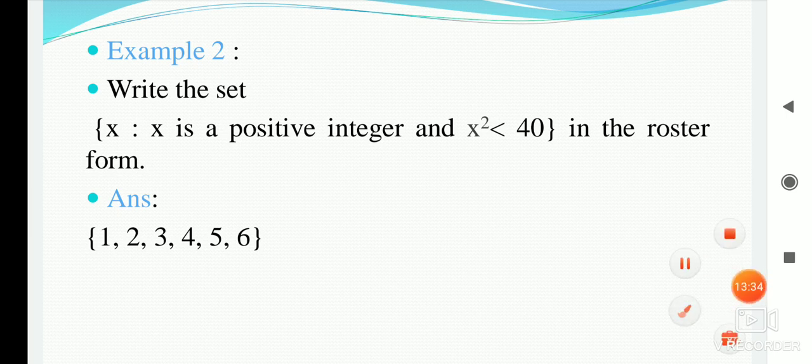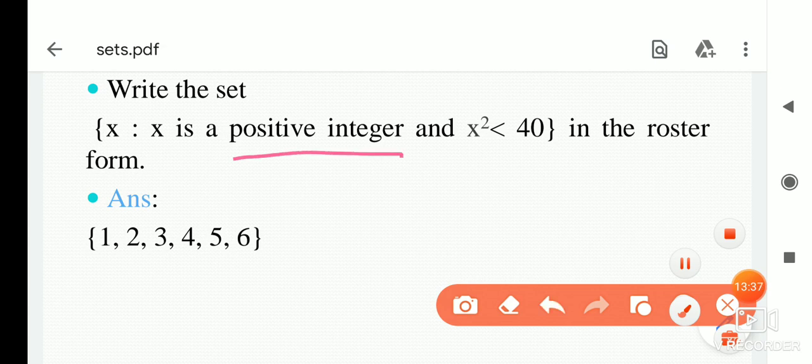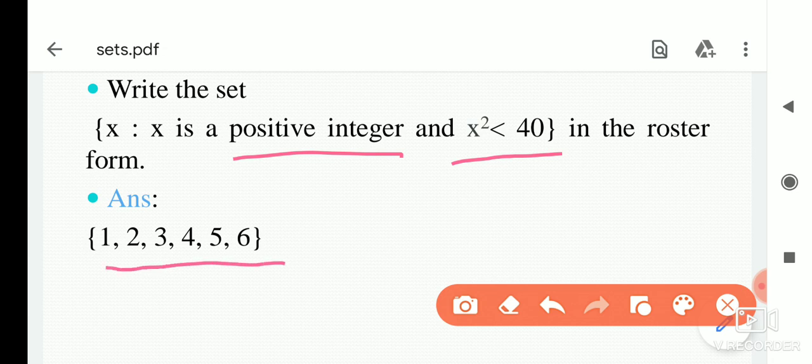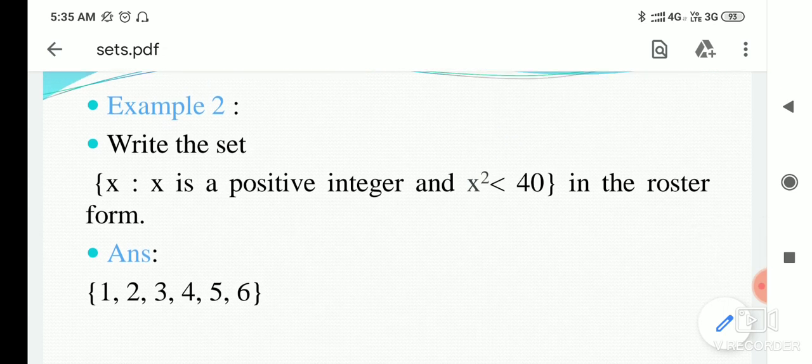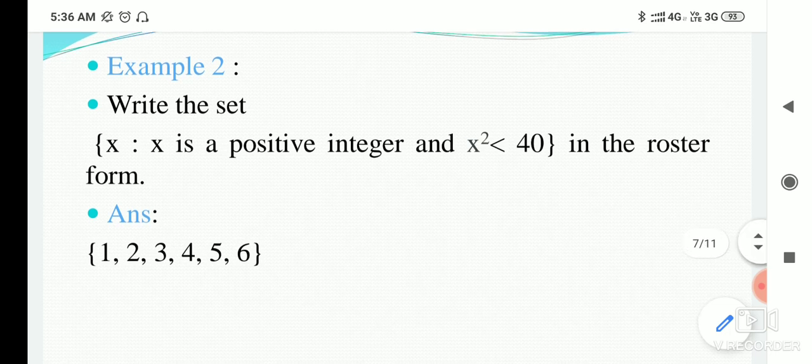So here we have two conditions. The number has to be a positive integer as well as its square has to be less than 40. So these are all positive integers, and their square is also less than 40. So there are only 6 elements in that set. So this is a finite set written in roster form. This is the simple example. Here you have been given two conditions: set of all x such that x is a positive integer and x square has to be less than 40. So you can write these 6 elements in a curly bracket.